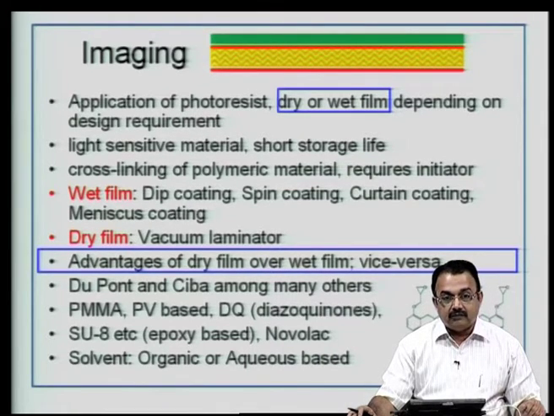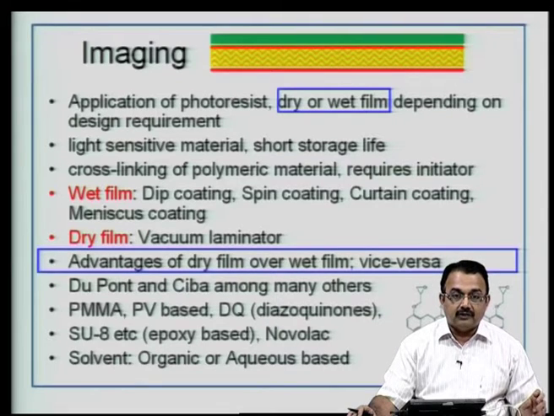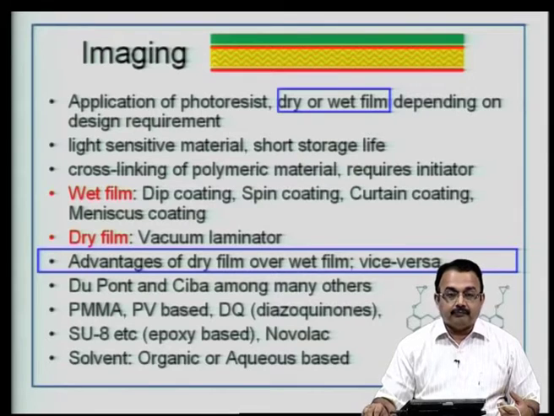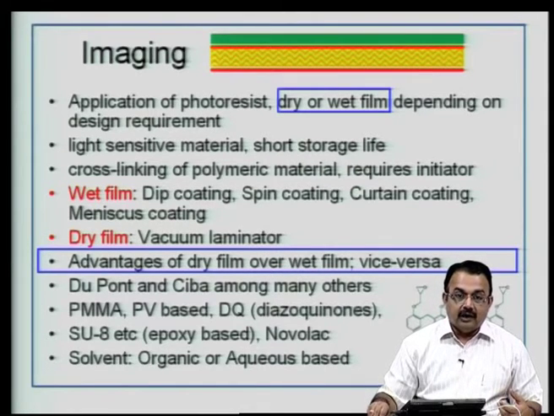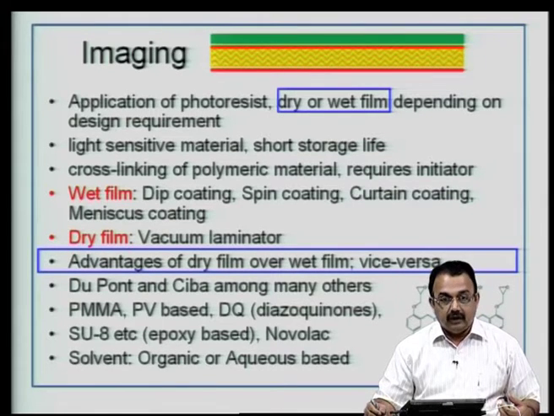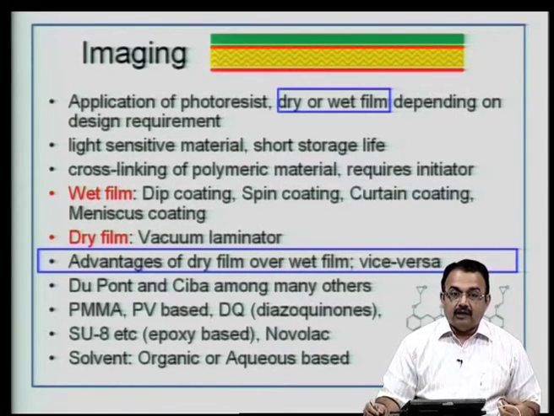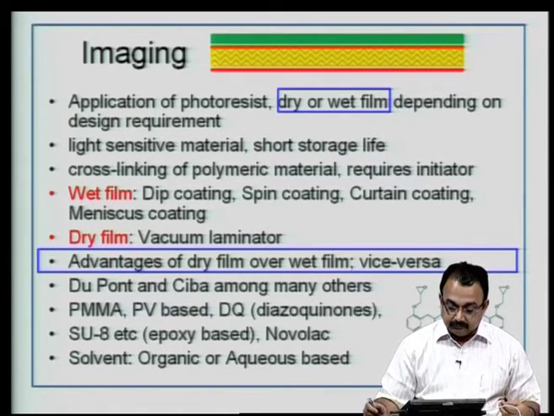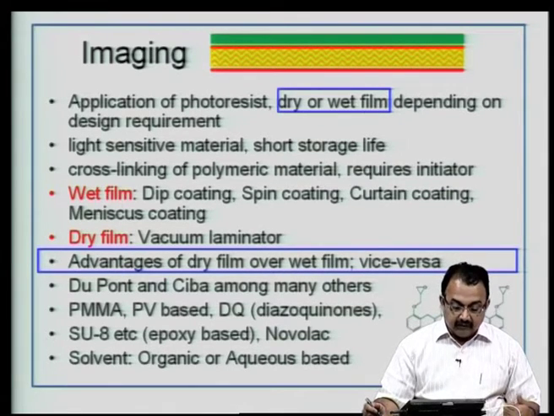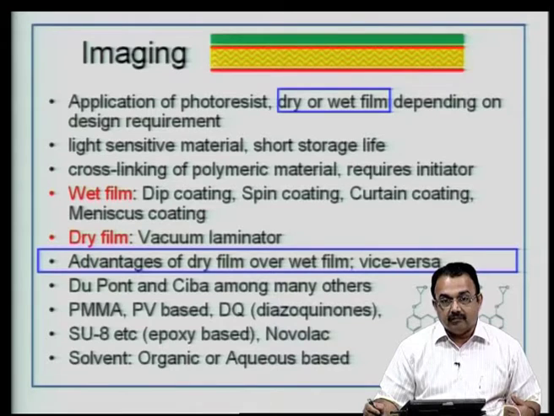Photoresist is a light sensitive material. It has got short storage life, typically about 6 months only. So, if you buy a photoresist material, you have to consume this material in the process within 6 months, and you need to store it carefully in controlled light conditions like a yellow room. Most photoresist materials are light sensitive. You cannot work in white light. Typically, they are polymers.